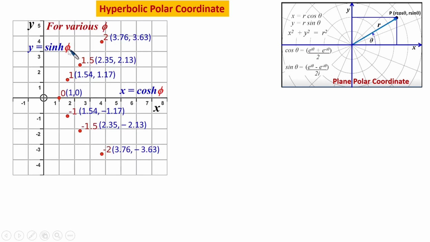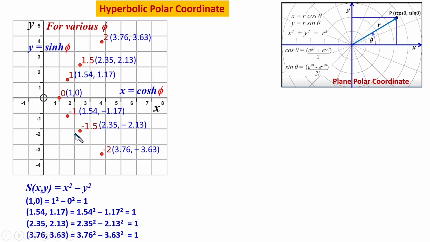So now here I show a figure for various phi. This phi is 0, this phi is 1, 1.5, 2. So I take a calculator and find my x and y. x is cos hyperbolic phi and y is sin hyperbolic phi. So in this blue I have written this hyperbolic value for x and y. So for each of these points here, if you join them, it will be like a hyperbola.